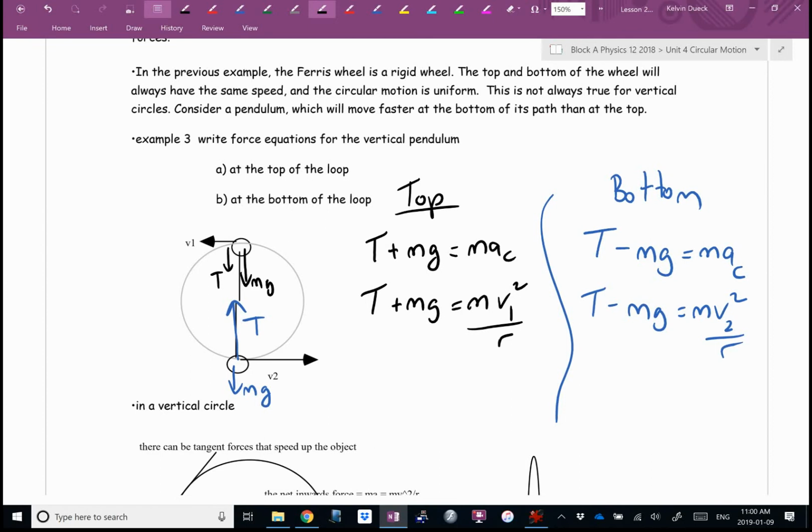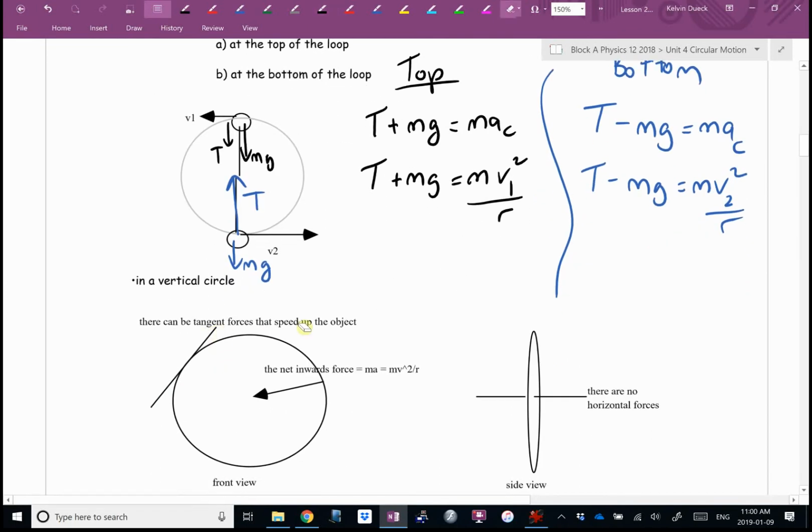So in a vertical circle, there can be tangent forces that speed up the object and slow it down, especially if there's a string. Now, if the circle is rigid like a Ferris wheel, then we know the speed is constant. The v that we have will be the v we can use anywhere. The net inwards force is still m v squared over r, or it could be m 4 pi squared r over T squared, where that capital T is the time to go around once, the period, not tension. And there are no horizontal forces. So there's kind of a front view, there's kind of a side view.